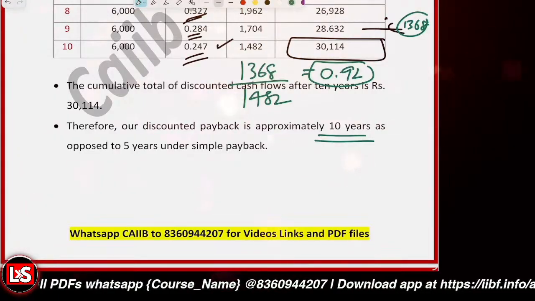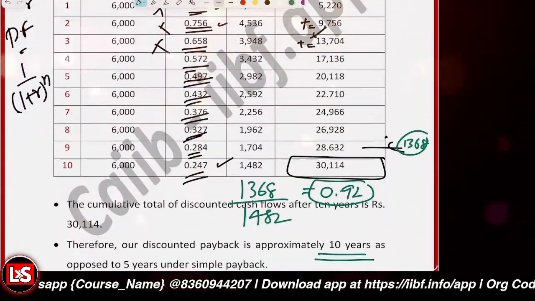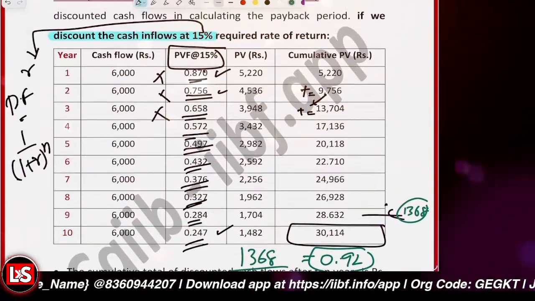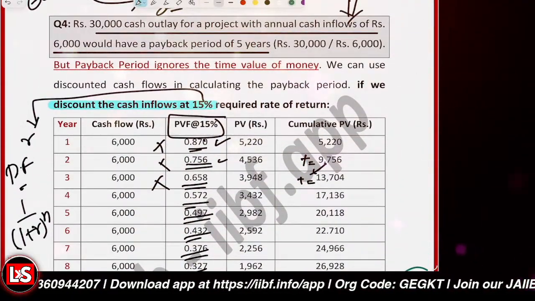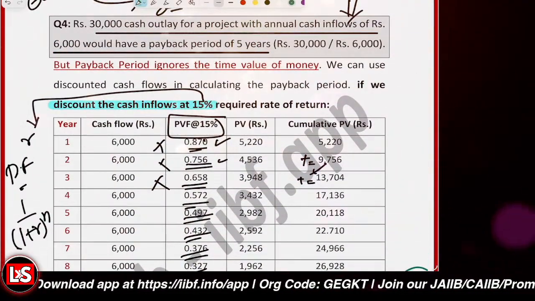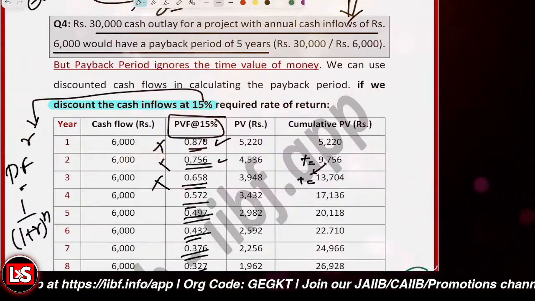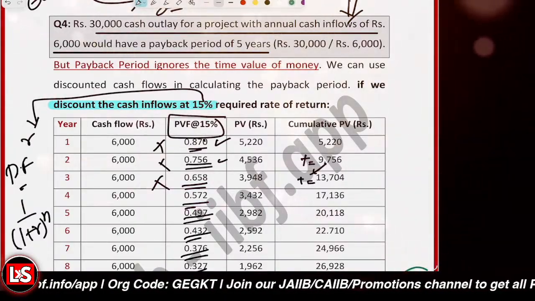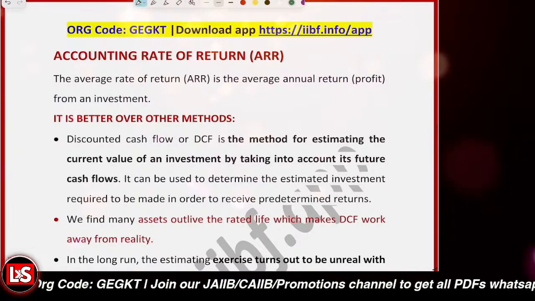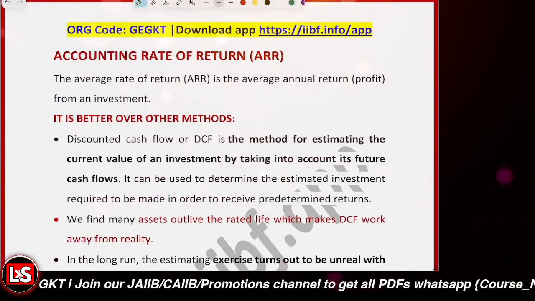Here we are considering the time value of money. That is why it is called the discounted payback period method, not the simple payback period method. So the next one is about the accounting rate of return.